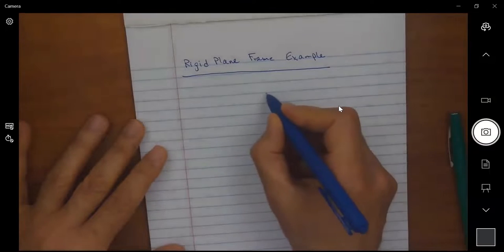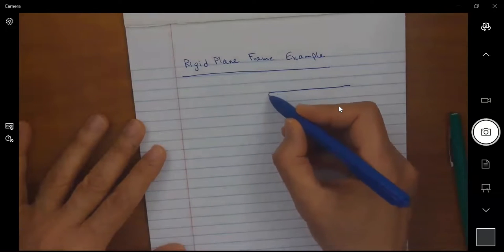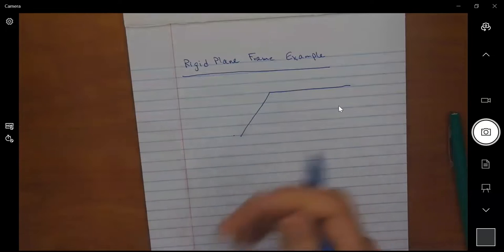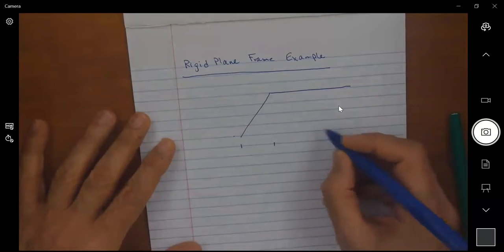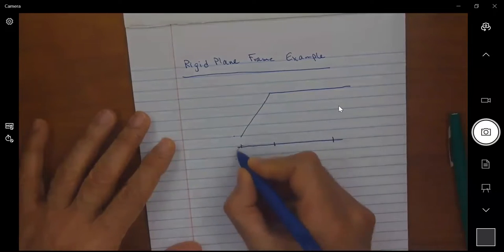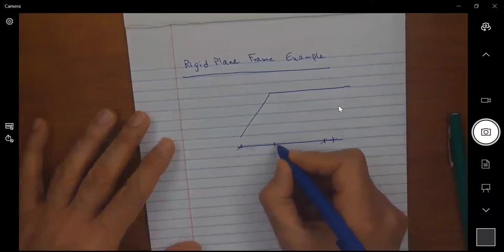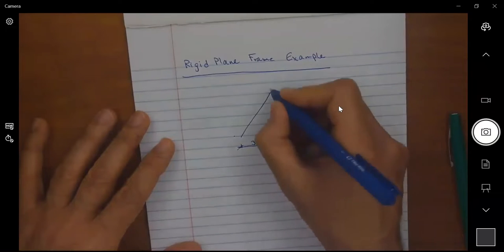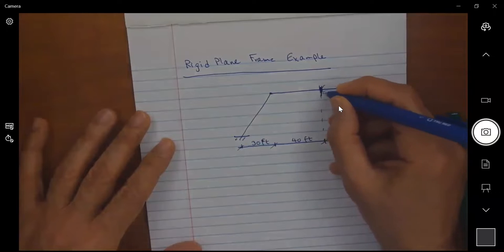The frame that I'm going to look at here has a horizontal member and a member that goes at an angle of 45 degrees. This is 30 feet, and this is 40 feet. This is fixed here, and this is fixed here.